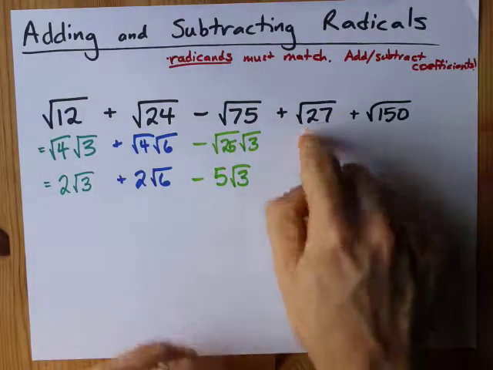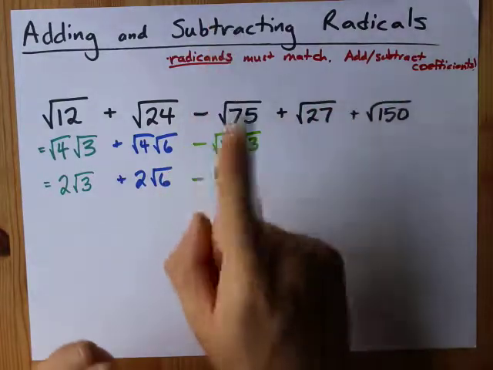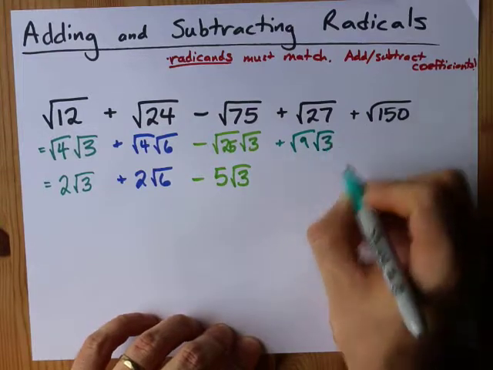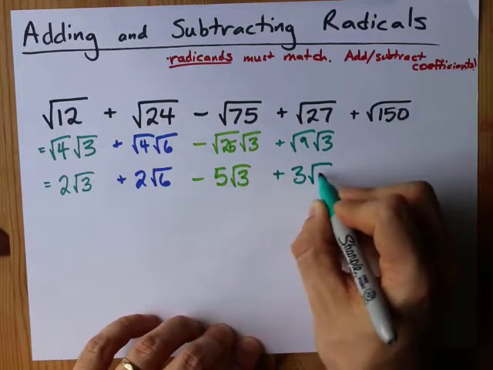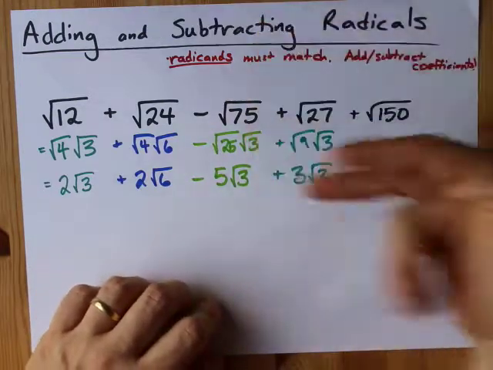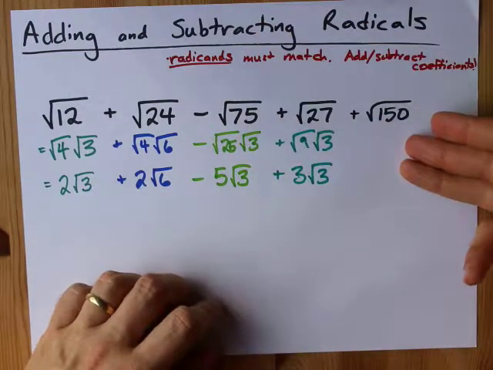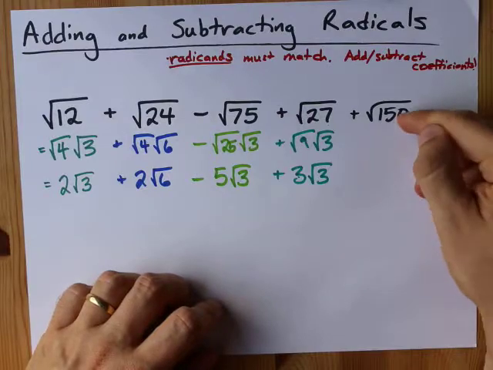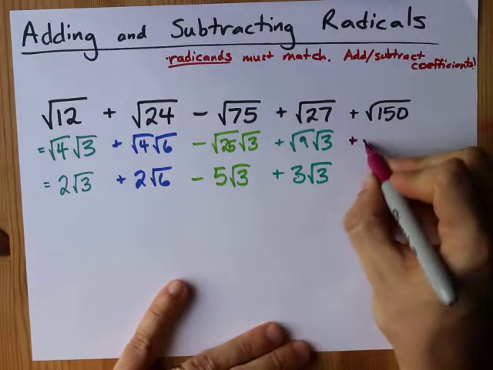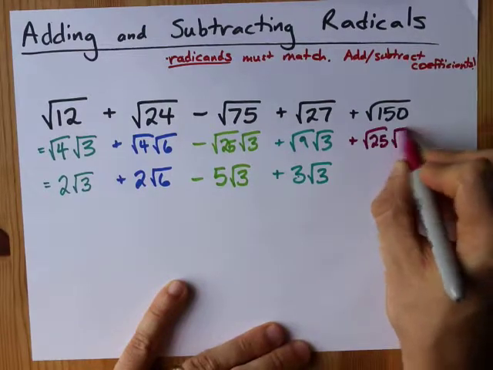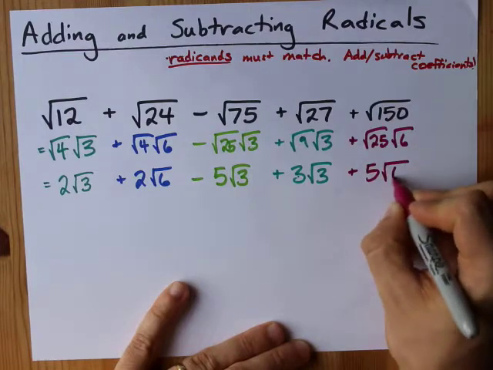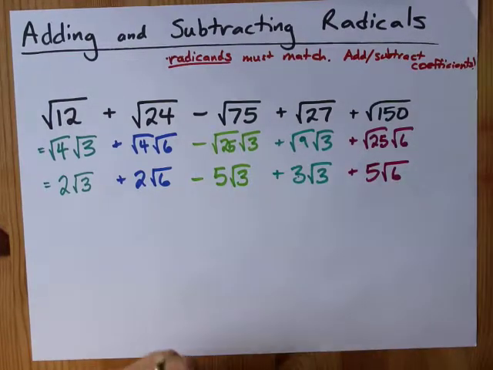Root 27, not a nice number, but the root of 9 is. So that's the square root of 9 times the square root of 3. That's 3 root 3, because the square root of 9 gives me that 3. And 150 isn't a nice round number either. I could probably divide that by 25. 150 is 25 times 6. So this is 5 root 6. Look at that, 5 quick simplifications.